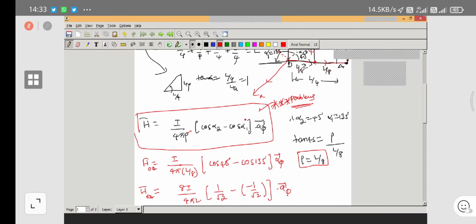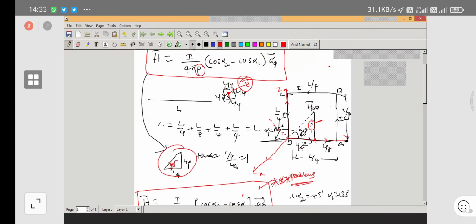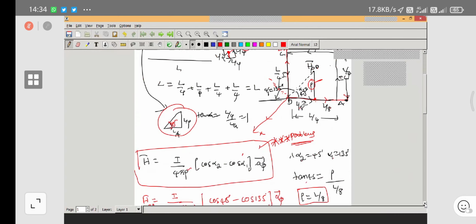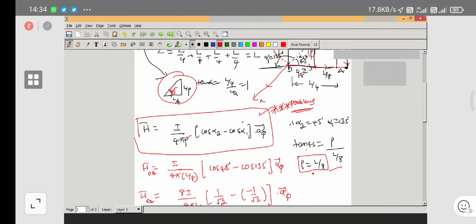This is one of the topics about the magnetic field of a straight current carrying filamentary conductor. Here alpha 2 equals 45, alpha 1 equals 135. Tan 45 is nothing but this one. This is the point P, and this distance is rho. This 45 degrees is nothing but L by 8. This is tan alpha 2, where alpha 2 is 45 degrees, so directly we write rho equal to L by 8.